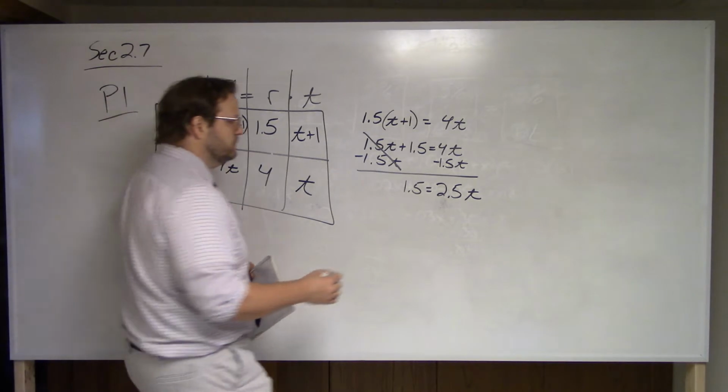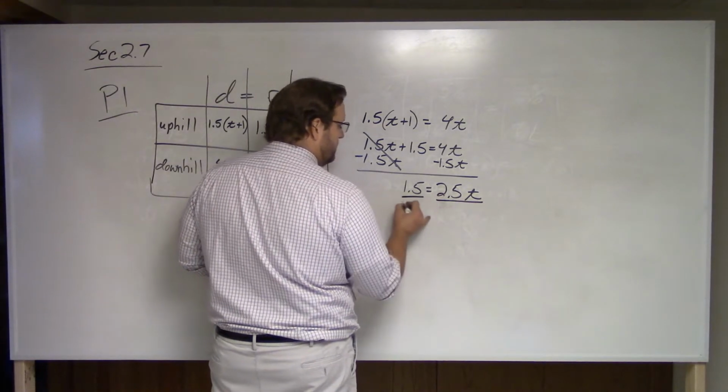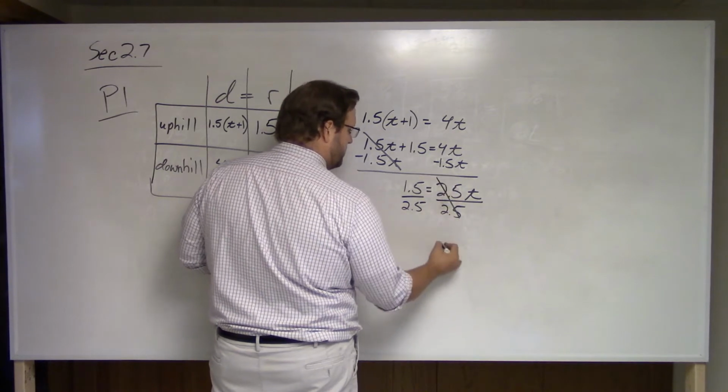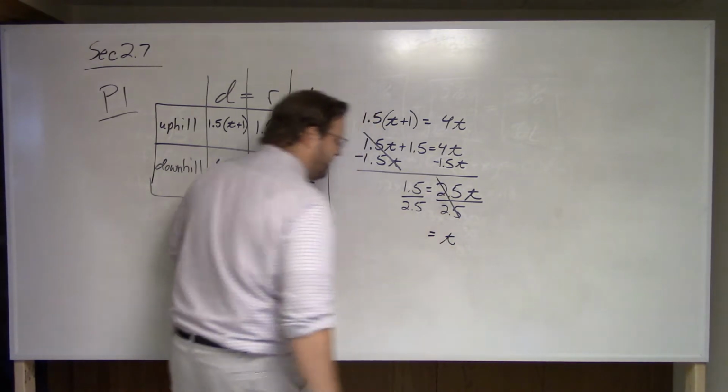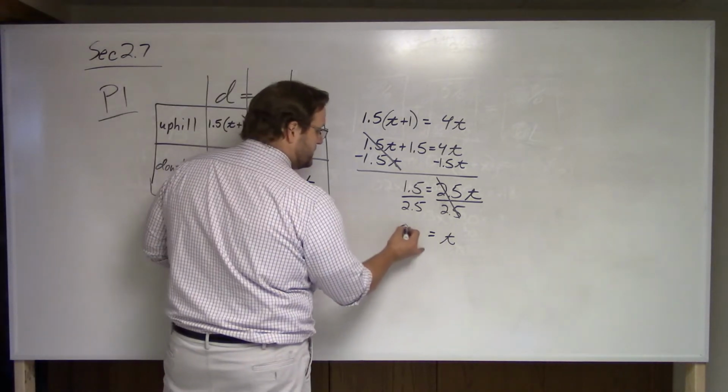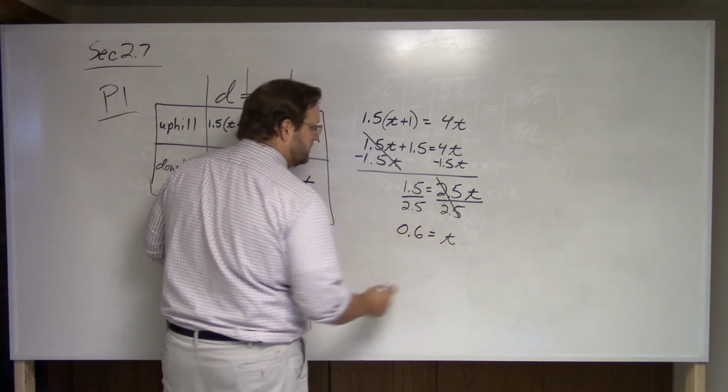And then we've got divide by 2.5, and then 1.5 divided by 2.5 is 0.6.